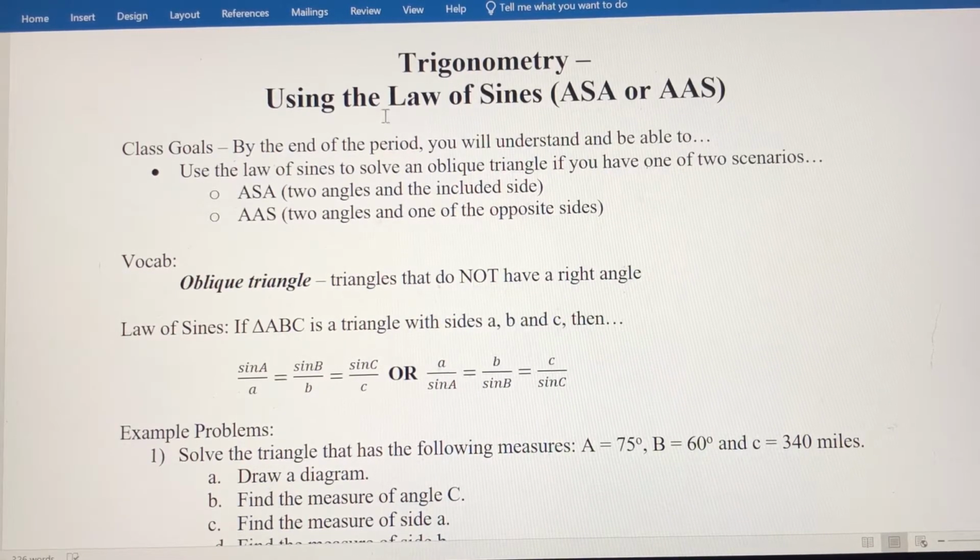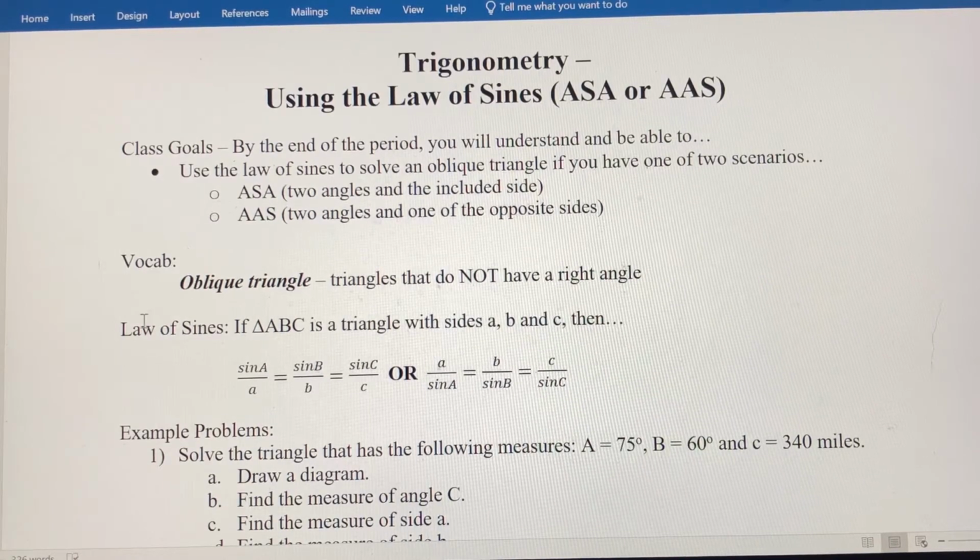The law of sines can be used in two cases. One is where the given information is provided in angle, side, angle format, which is two angles and the included side. The other is where the given information is provided in angle, angle, side order, which is two angles and one of the sides opposite one of those angles.